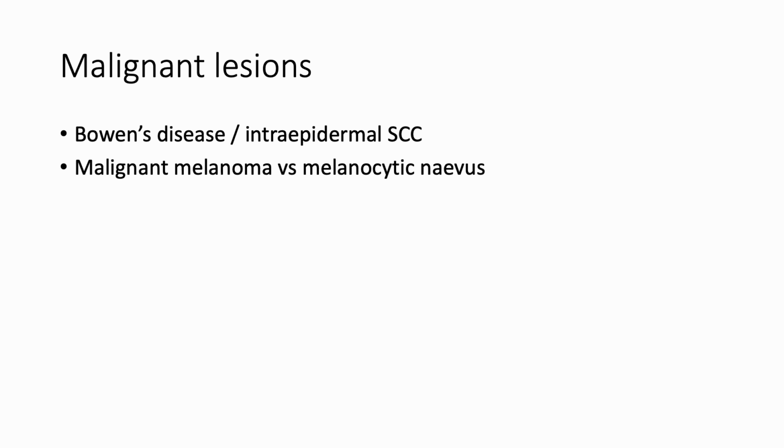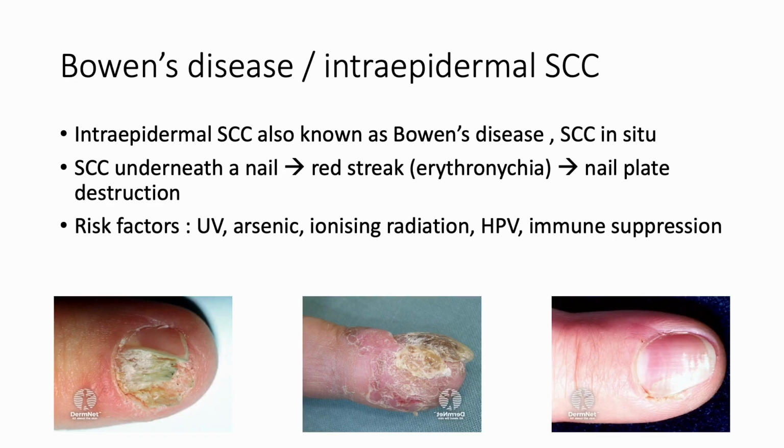In this slide, we will discuss malignant lesions. Malignant lesions can be Bowen's disease or intraepidermal SCC, and malignant melanoma, and how we can differentiate this between melanocytic nevi. Bowen's disease of the nail is also called intraepidermal SCC or SCC in situ. The in situ means that it's confined to the epidermis and has not spread beyond the area.